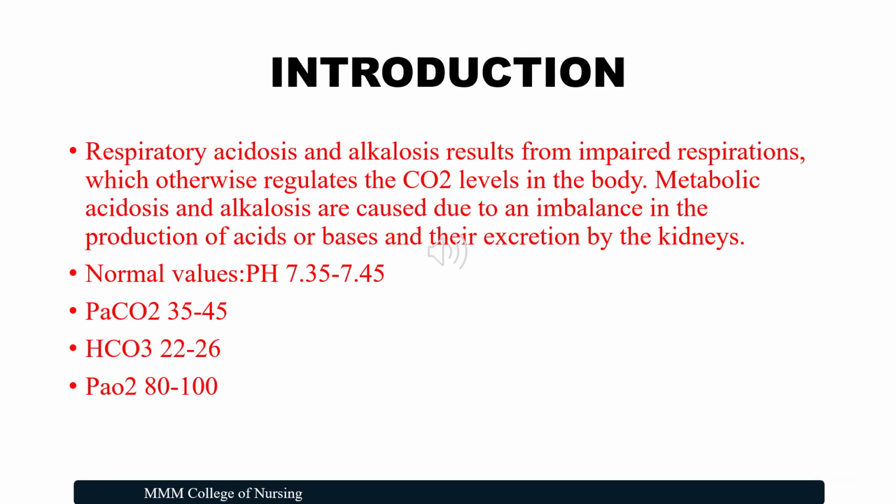For the introduction, respiratory acidosis and alkalosis result from an impaired respiration rate, which regulates the carbon dioxide levels in the body, and metabolic acidosis and alkalosis are caused by an imbalance in the production of acids or bases or their excretion by the kidneys. The normal values of pH are 7.35 to 7.45, partial pressure of carbon dioxide ranges from 35 to 45 mmHg, bicarbonate 22 to 26, and partial pressure of oxygen is 80 to 100%.